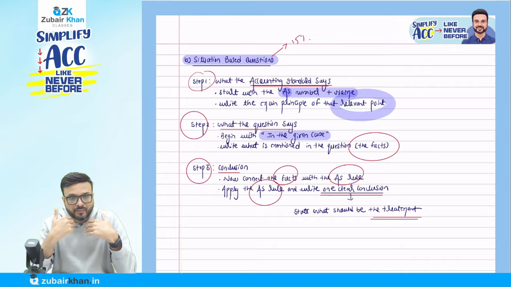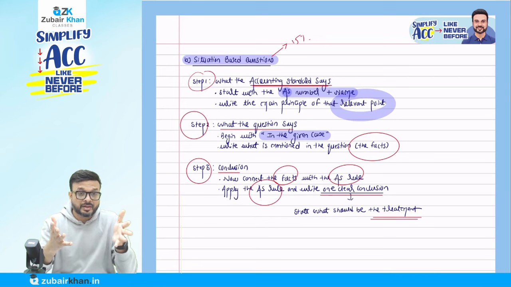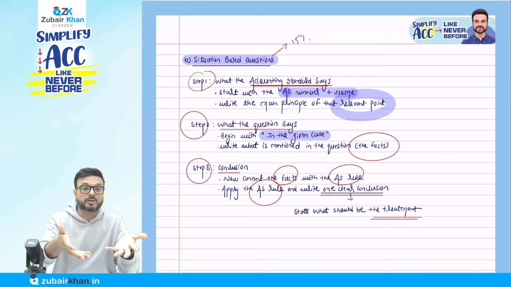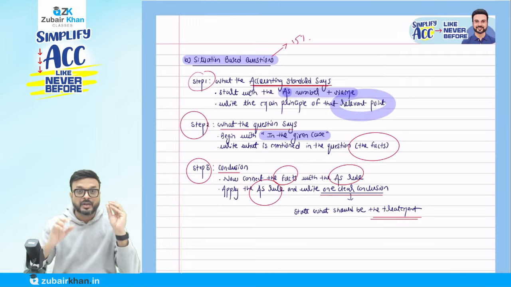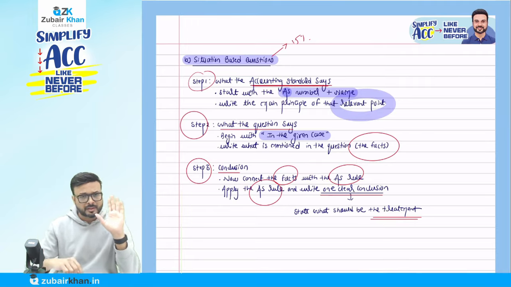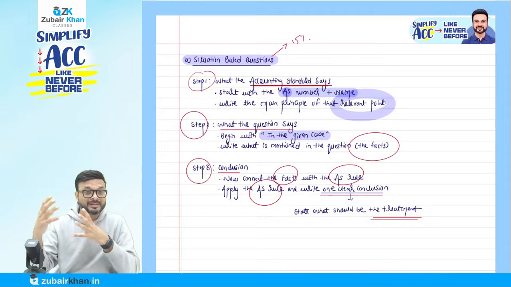Sometimes they have not given any treatment, and they ask you directly, what is your opinion? Then you tell them this is the correct treatment as per the accounting standard. Okay, you got the point. But these types of questions are asked very rarely in those 70 marks paper.